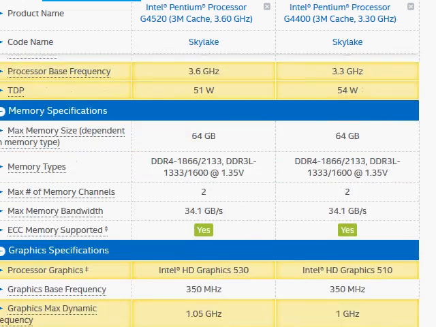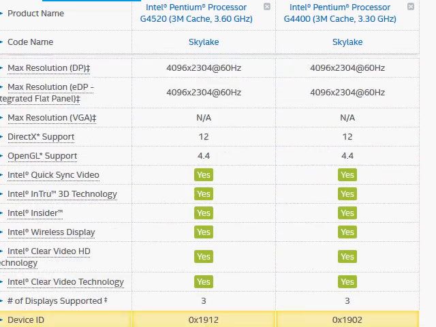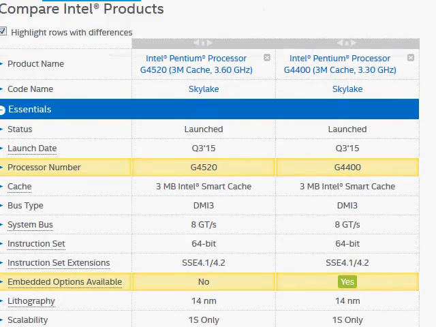So that's all about it. There is nothing much other, and they are from the latest Skylake processor launched in third quarter 2015. And I believe G4400 should get very popular just because of its low cost.